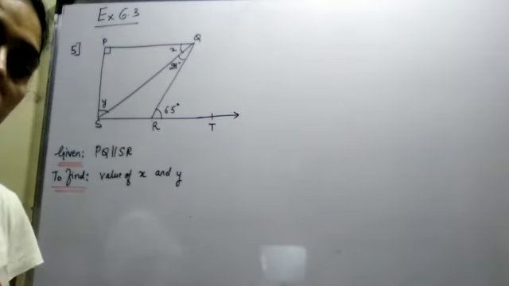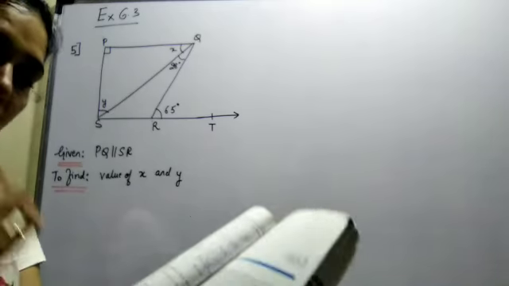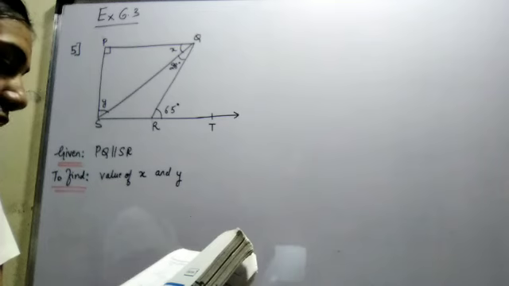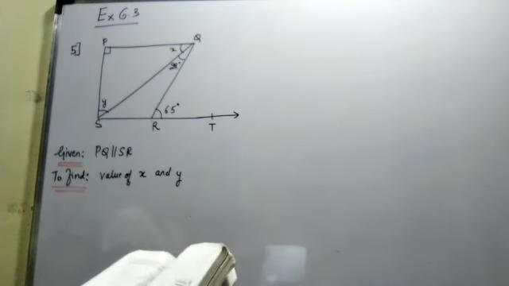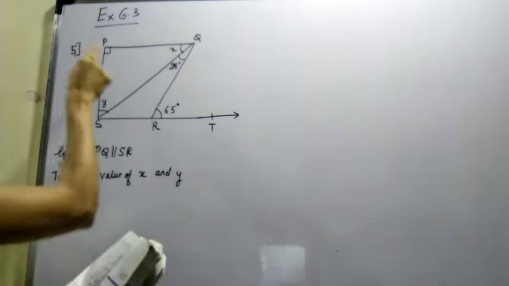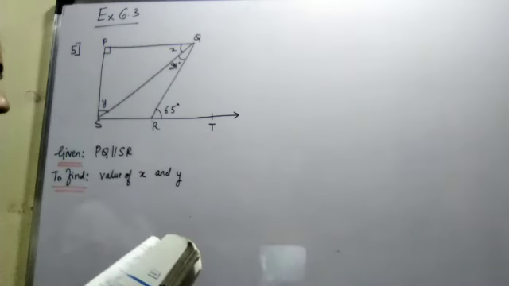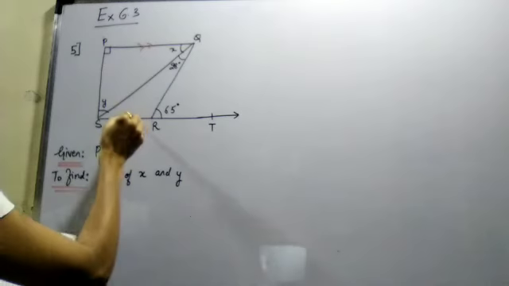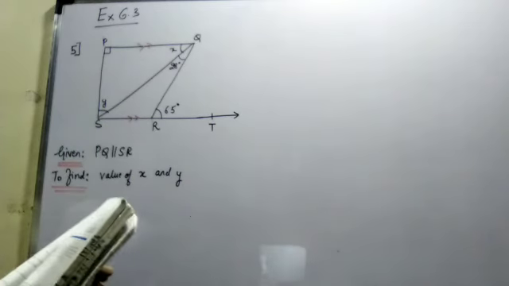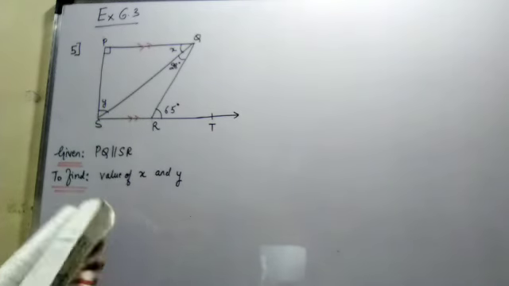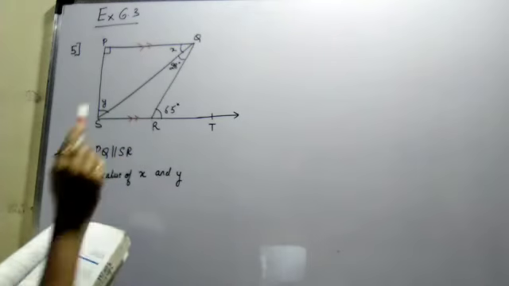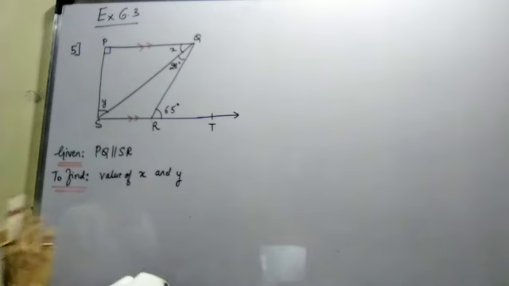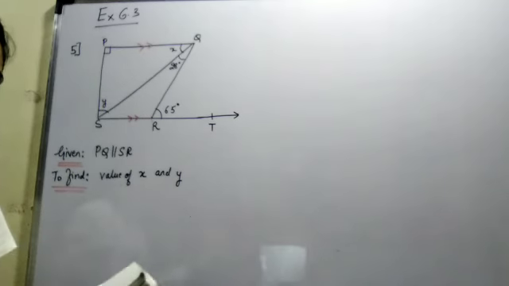Yes, now the next one, exercise 6.3, question number 5. In figure 6.43, if PQ is perpendicular to PS, given, and PQ is parallel to SR. Now PQ is parallel to SR. Angle SQR 28 and angle QRT 65 degrees. Then you have to find the value of X and Y. This you have to do.